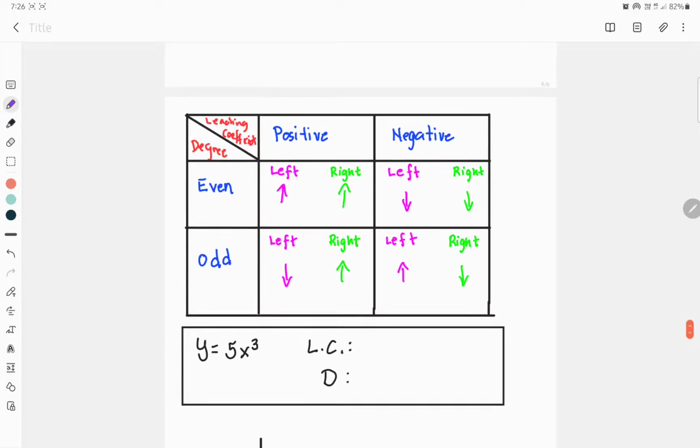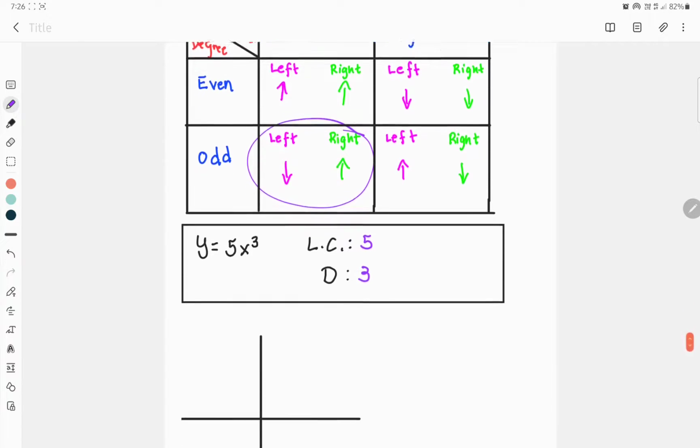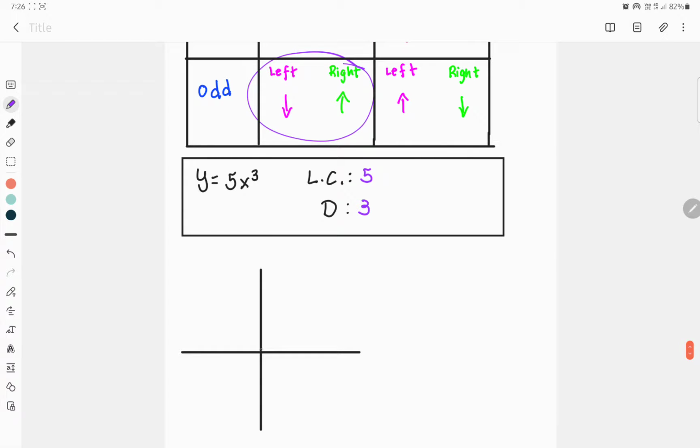Now, if I have a cubic function, the leading coefficient is 5 and the degree is 3. So you can see it's positive and odd. This is what we're looking at. It's like an S. This is how we look at the graph. We say it's going up to the right and going down to the left of the graph, because we're looking at the basic one. So that's a cubic.